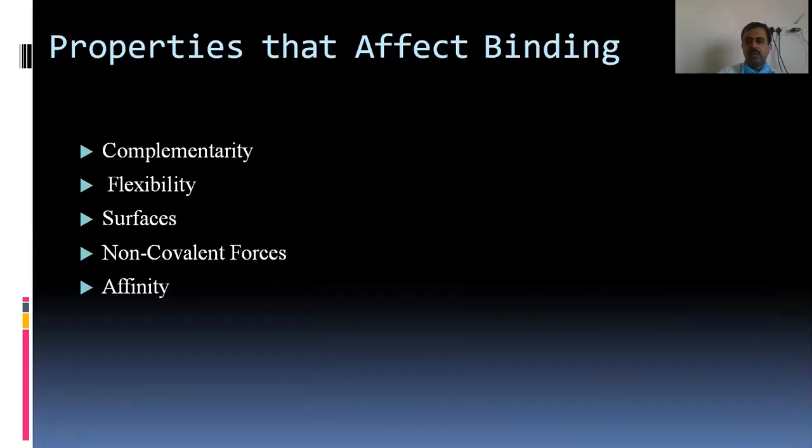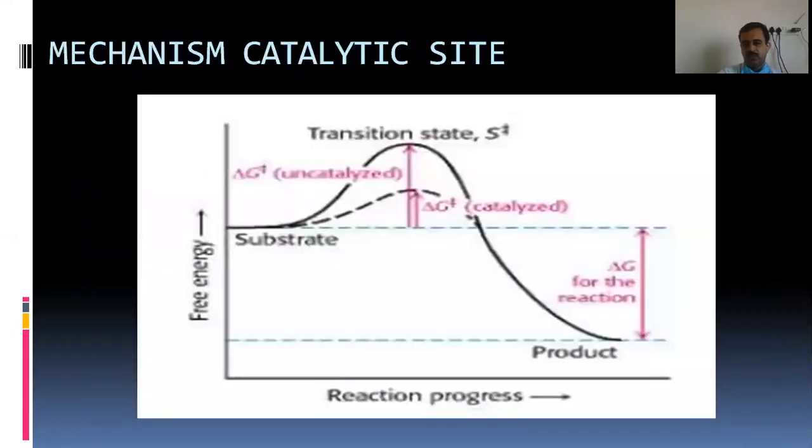What properties may affect binding? Complementarity, flexibility, surface, non-covalent forces, and affinity. These are the things based on which the binding of a particular substrate to the active site of an enzyme will take place. In the mechanism of the catalytic active site, you can see the substrate. Once the substrate binds, this is the transition state. On the transition state, the binding of the enzyme takes place, saturation of all active sites takes place, and ultimately the degradation process takes place and leads to the formation of a product.